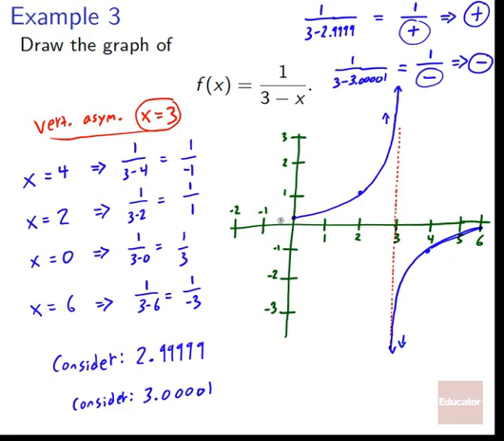What happens as we go very, very far to the left? Well, let's think about plugging in some really big negative number, like say -100. At x equals -100, we're going to have 1 over 3 minus negative 100. Those cancel out, we get a positive, so we get 1 over 103, which is a very small number.